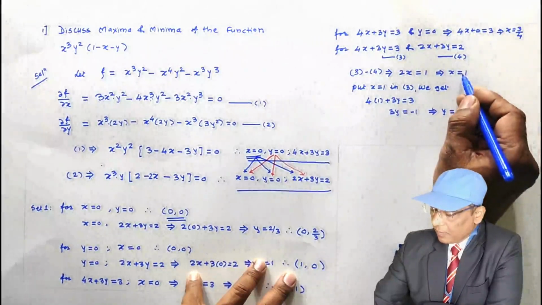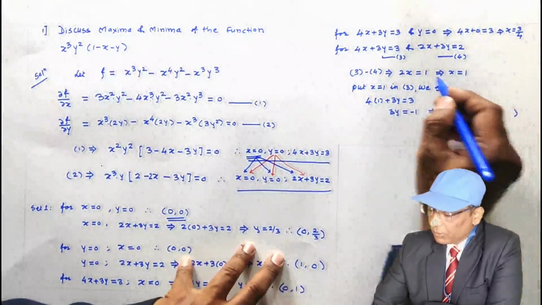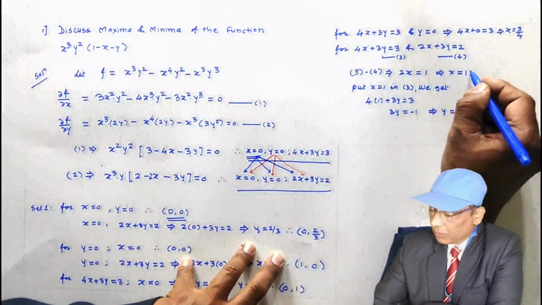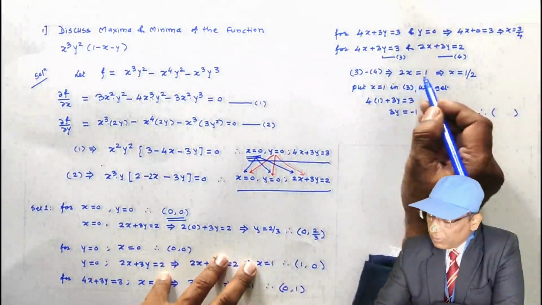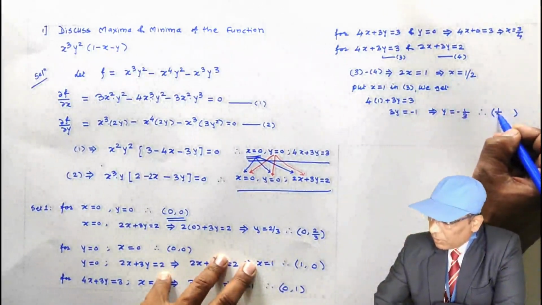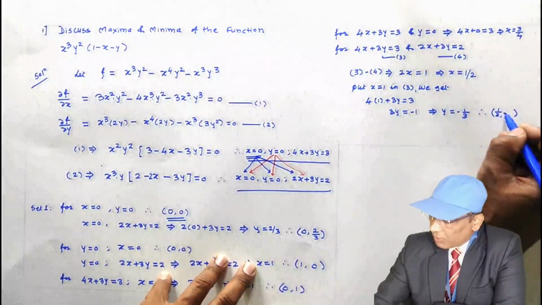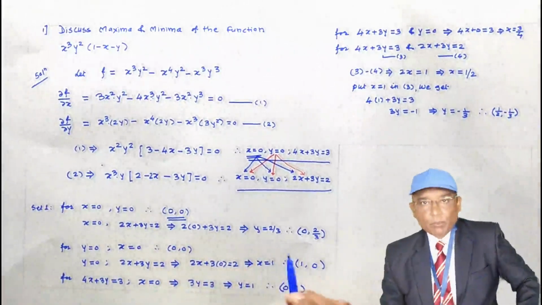X equal to 1, where is it? It is 1 by 2, no? 2x equal to 1 means x equal to 1 by 2. I have written 1 here, not correct. 2x equal to 1 means x equal to 1 by 2. Now x equal to 1 by 2 and y equals minus 1 by 3. So this part is important, you know.